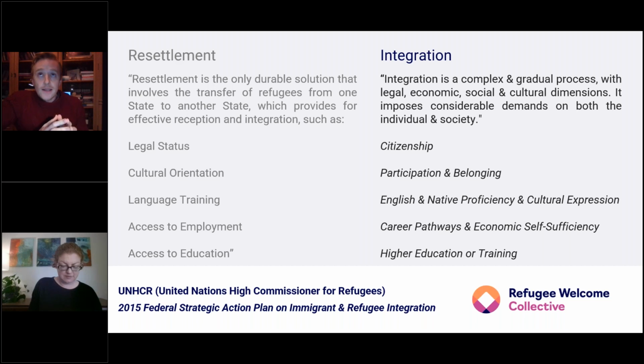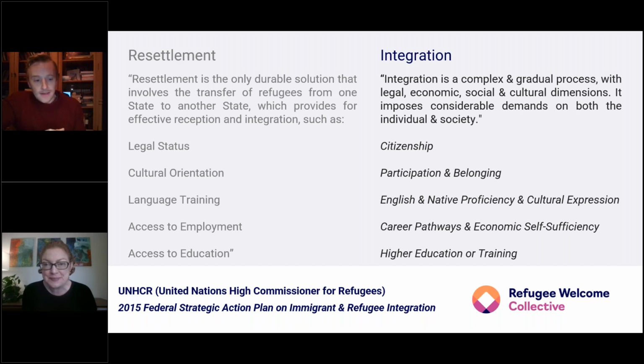So I wanted to give you some perspective on what this second phase of integration looks like. And the definitions of integration vary a bit country by country, institution by institution, but they're pretty similar. So here I first give you the definition from, again, the United Nations High Commissioner on Refugees, that integration is a complex and gradual process with legal, economic, social, and cultural dimensions, that it imposes considerable demands both for the individual and for the receiving society.